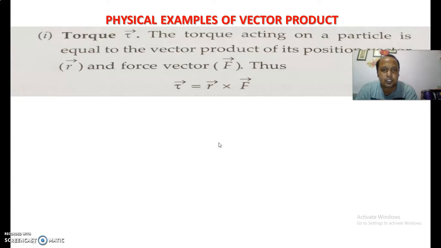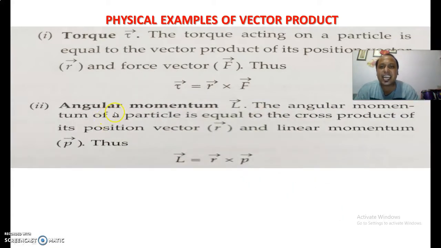So the quantity which we get, the effect of force, is known as torque. And the value of torque is given by R cross F, where R is the distance from the axis of rotation to the point where you are applying the force. Suppose you apply the force on a door, then the distance from the axis of rotation, from where the door rotates, to the point of application is R, and F represents the force. Their cross product gives you the value of torque. So I hope this is clear.